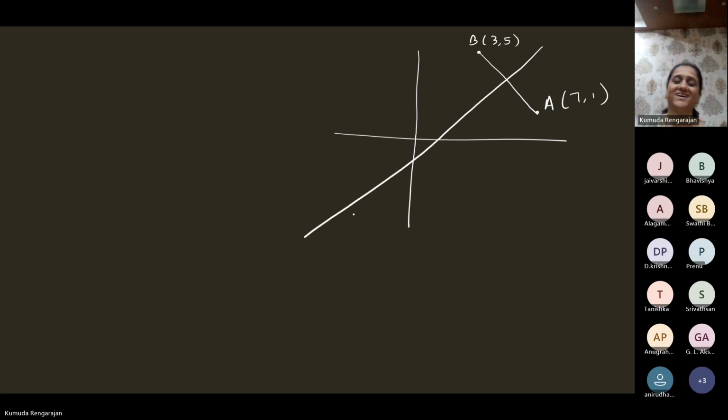Okay, so this is the perpendicular bisector of AB. It became too long once again. Okay, that's okay.